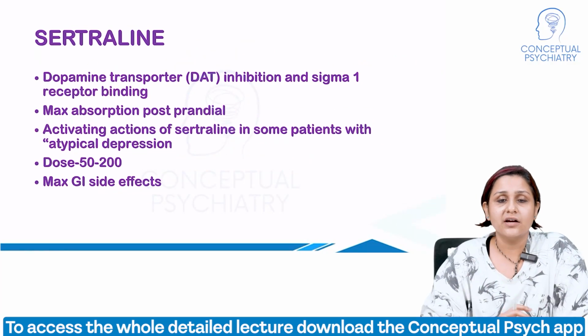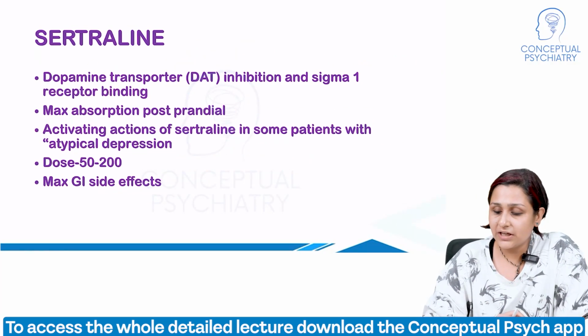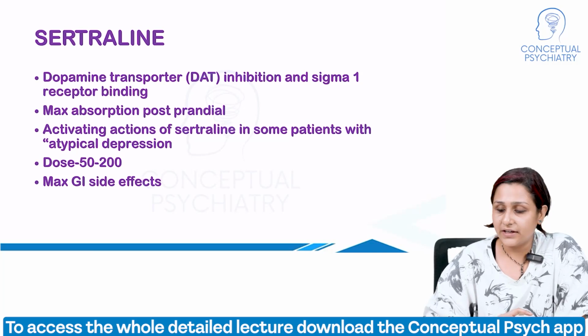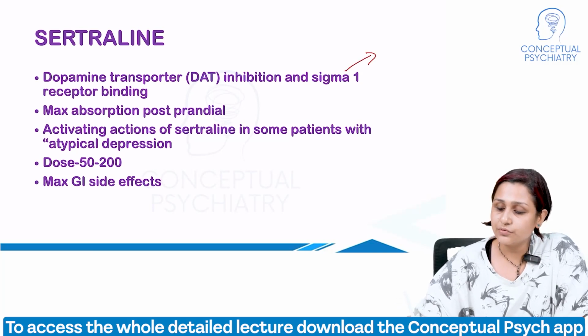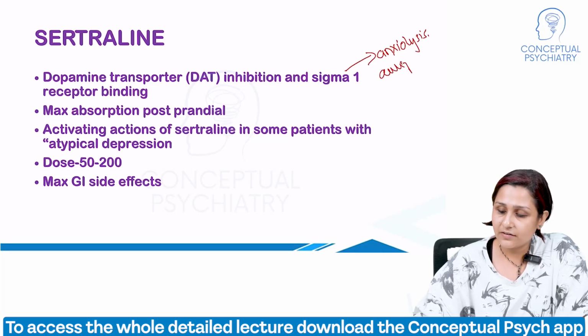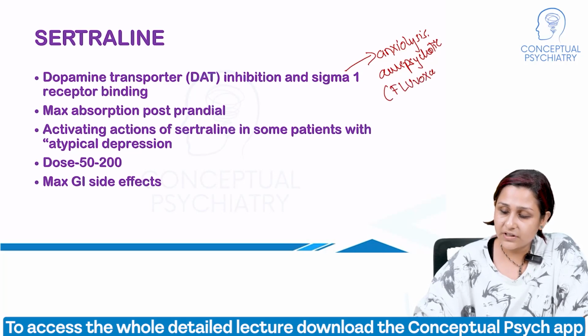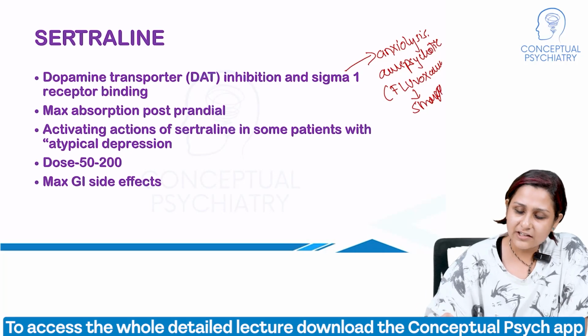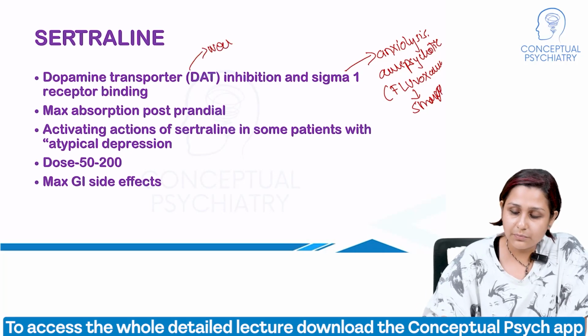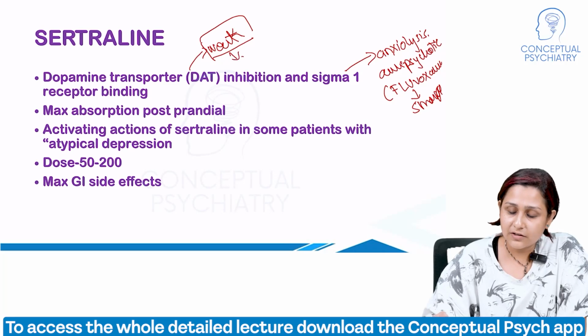It has weak dopamine transporter inhibition and sigma receptor binding. Sigma 1 receptor is used for anxiolysis. It helps with anxiety and antipsychotic. Now, this is also a property that is shared with fluvoxamine, but this is stronger. Its DAT inhibition is also weak, so you can pair it up with a stronger transport inhibitor like bupropion.